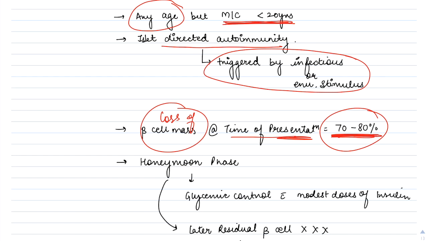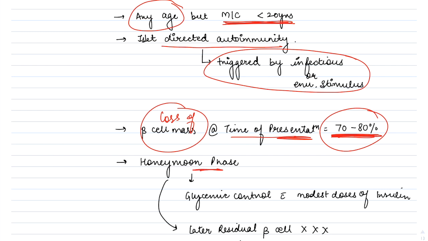Now, after the initial clinical presentation of type 1 diabetes, a honeymoon phase may ensue, during which glycemic control is achieved with modest doses of insulin, or rarely insulin is not needed. However, this is only a fleeting phase. It will be there only for a little duration of time. This fleeting phase of endogenous insulin production from the residual beta cells disappears after some time, and then progressively the patients become insulin deficient.